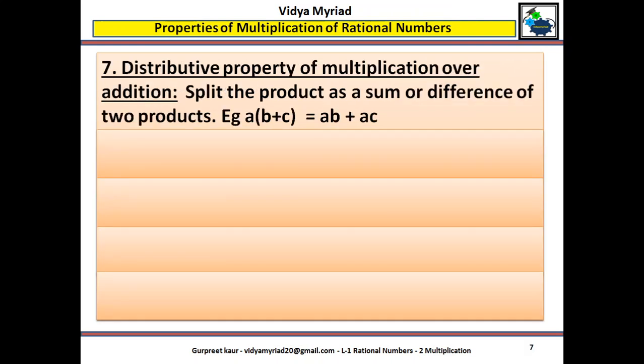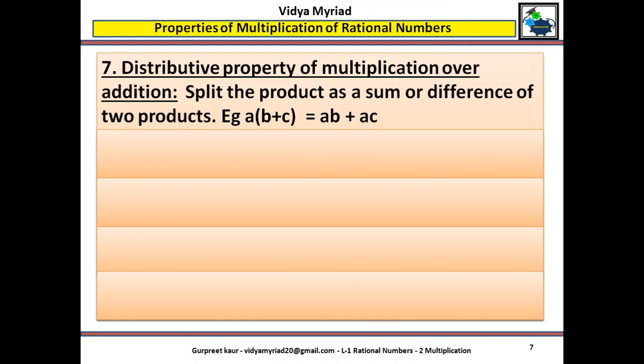Now this is the most important property, which is known as distributive property of multiplication over addition. Here, when you open the brackets, you will get your left hand side equal to your right hand side. I have given a simple example: A multiplied by (B plus C) should be equal to AB plus AC when I open the bracket.